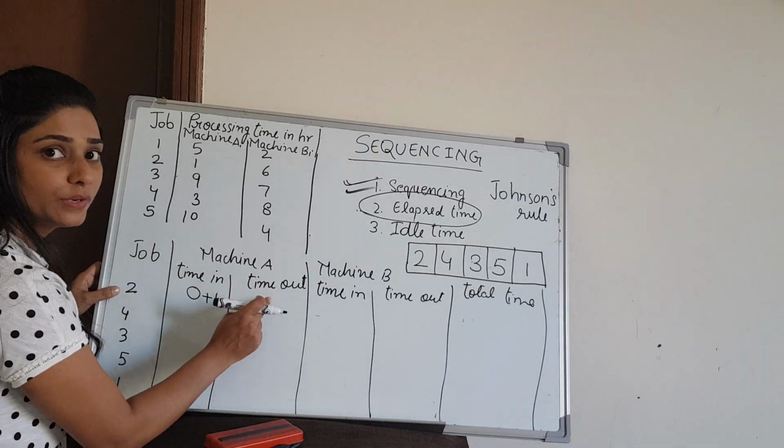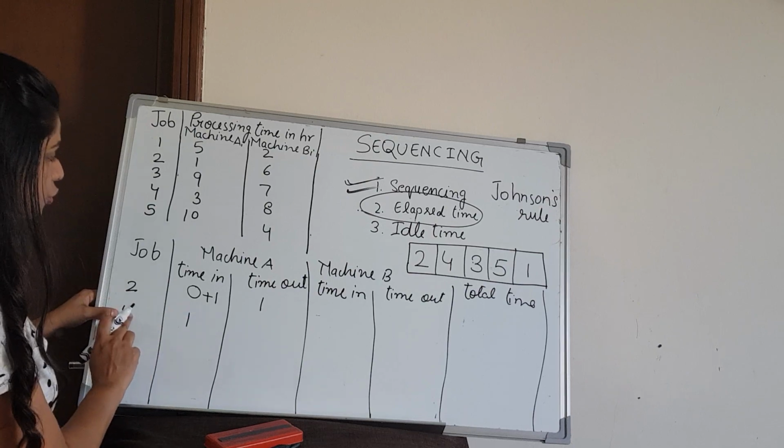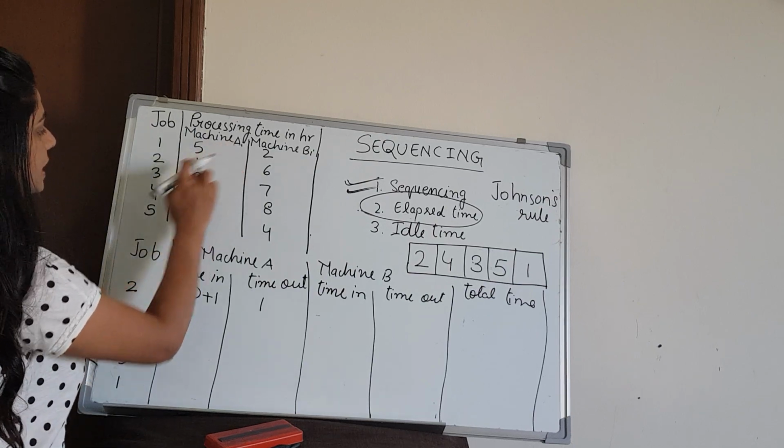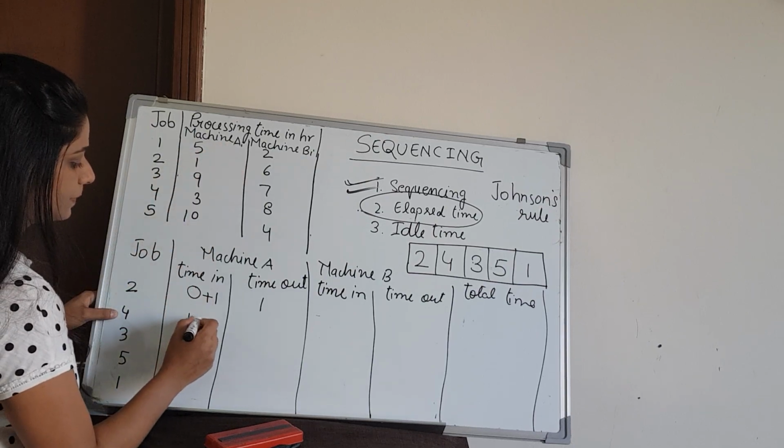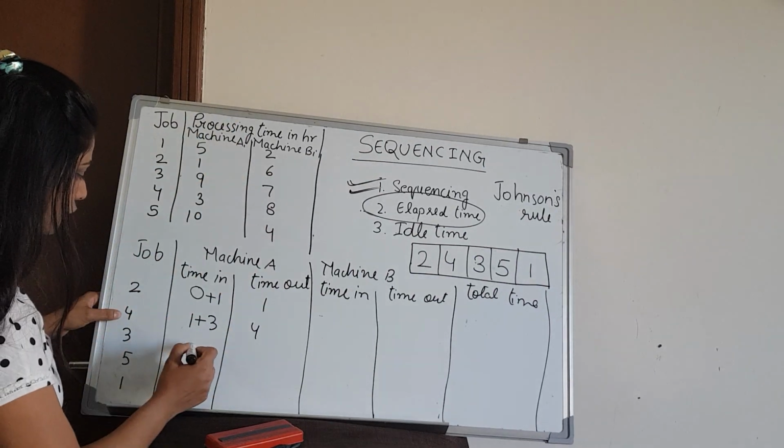Now this time out will be the time in for the next job. So the next job is the fourth job. Fourth is machine A, time is 3. So 1 plus 3 is 4. Or we can write it diagonally. So 4 will come here.